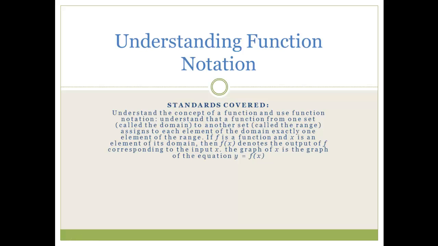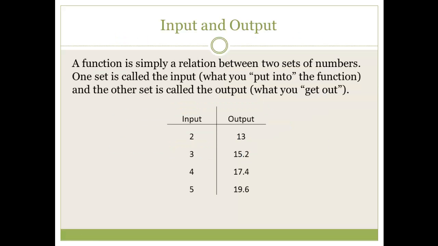Understanding function notation. In order to understand functions, we must first understand the terminology, beginning with input and output. A function is simply a relation between two sets of numbers. One set is called the input, which is what you put into the function, and the other set is called the output, which is what you get out.